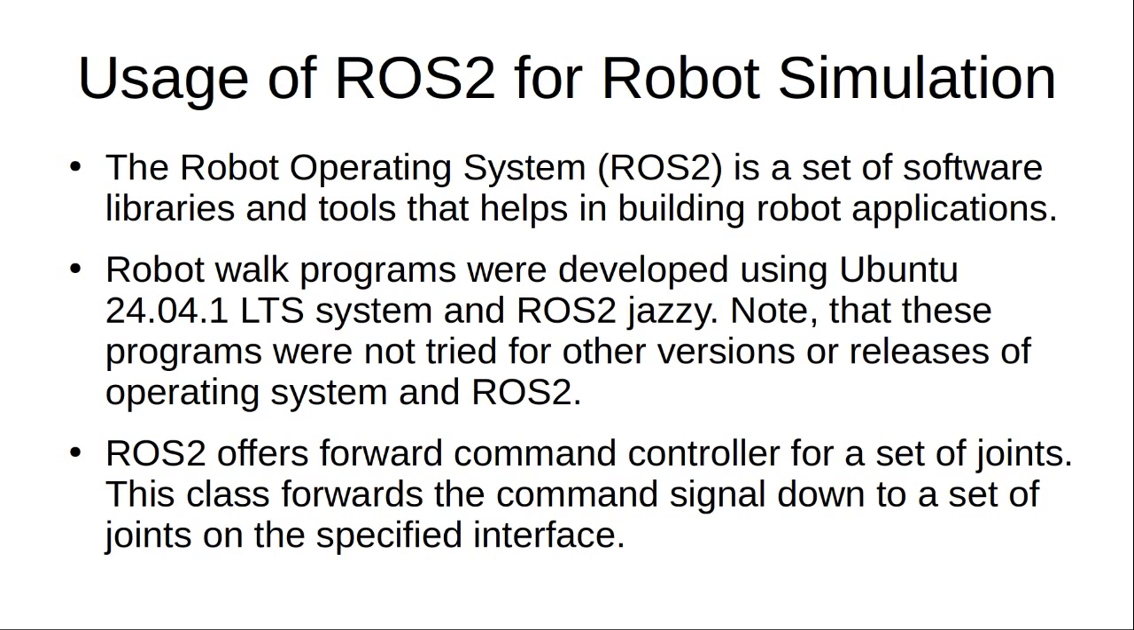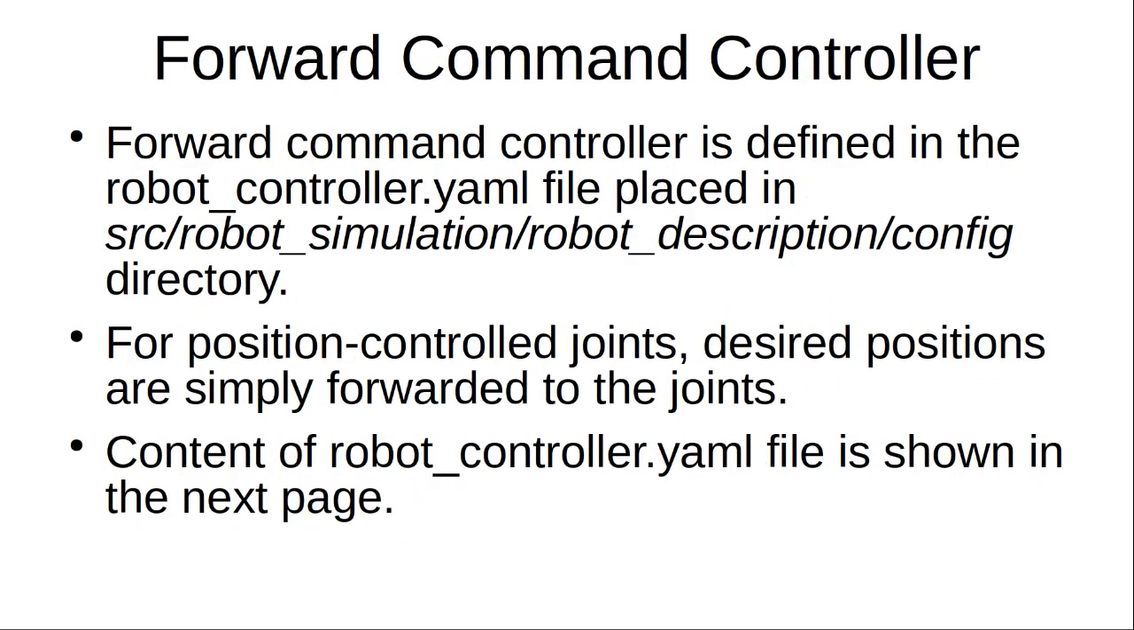ROS2 offers forward command controller for a set of joints. This class forwards the command signal down to a set of joints on the specified interface. Forward command controller is defined in the robot controller YAML file placed in the directory shown on this page. For position controlled joints, desired positions are simply forwarded to the joints. Content of the robot controller YAML file is shown in the next page.